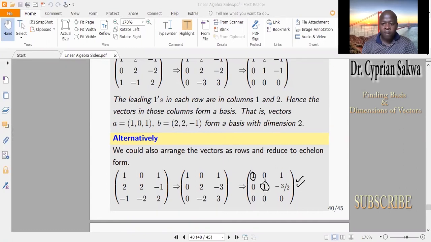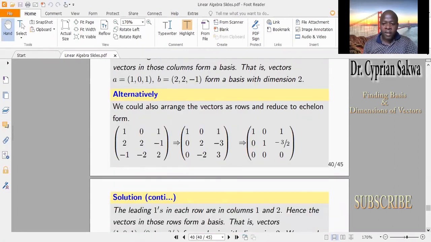So the basis, since I had arranged my elements in rows, and this leading one is in row 1, so the vector in row 1, which was A, and also the vector in row 2, which was B, these two form a basis of the vector space B. And you can still see that the dimension is 2 because that basis has 2 elements.